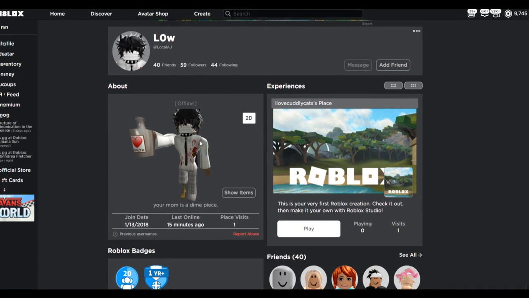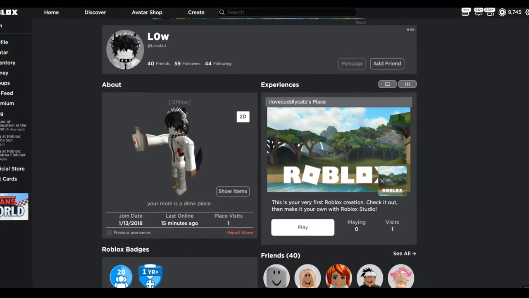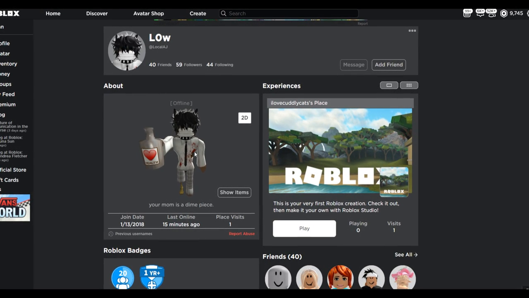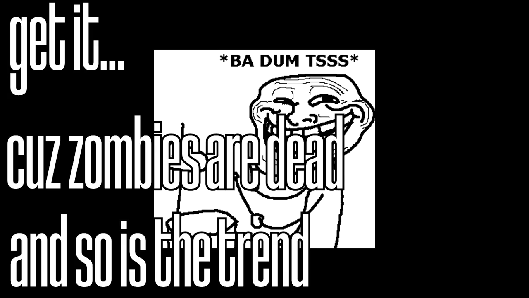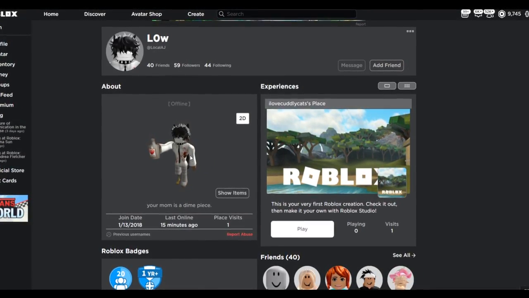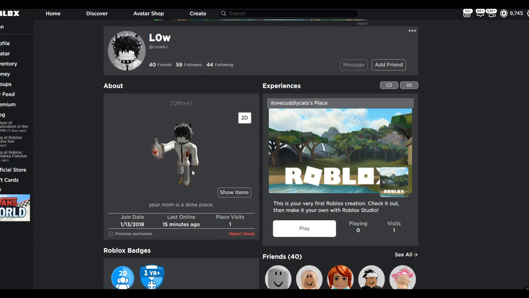I can't even see your face. It looks like you have headless, but it's like your hair is covering your entire head. Man, this zombie trend is dead, too. This was a 2015 thing, bro. It's been dead. So, not even 2015, like 2018, 2017.